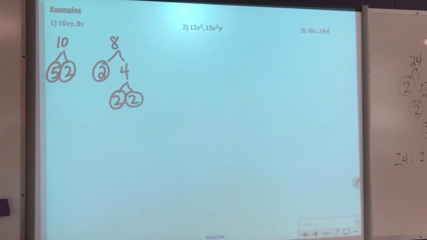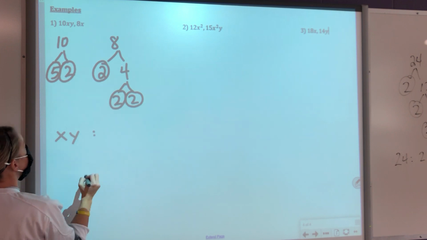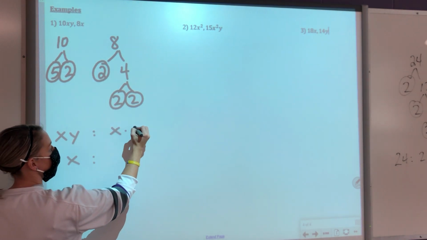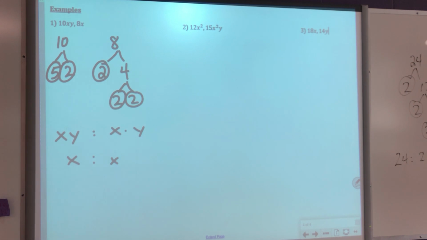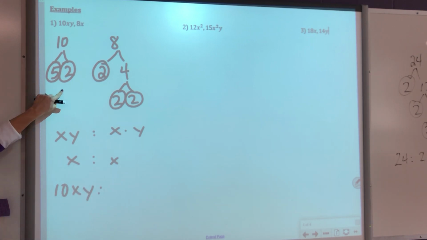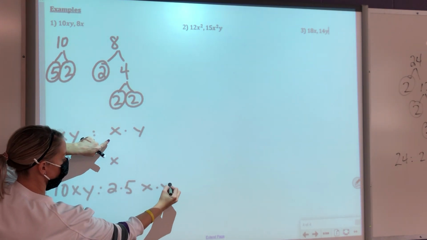Okay, so I did my numbers. Now what do I need to do? My variables. I have x, y, and I have... Am I breaking down anything here? No, not really. I have x times y and just x. So now I combine my numbers and their variables. So 10xy, okay, breaks down into 2 times 5, and then x times y.